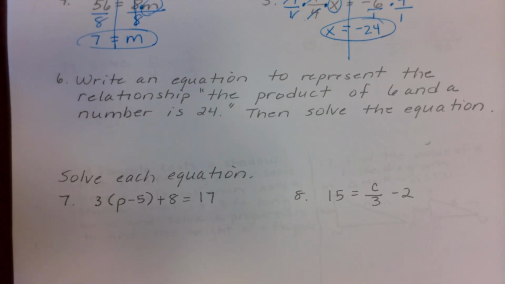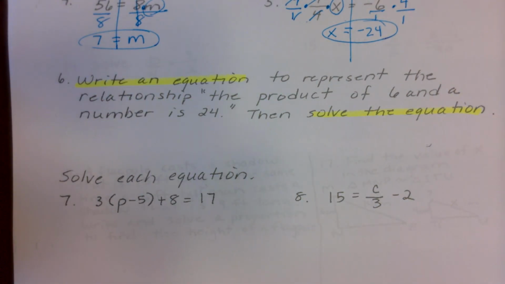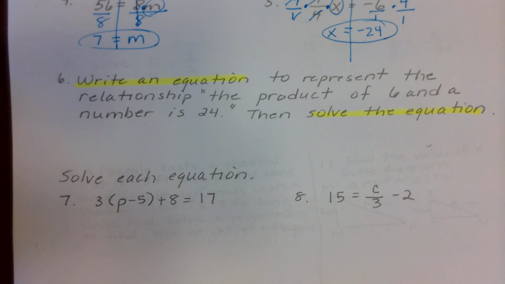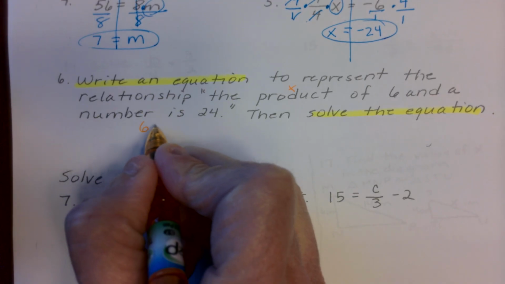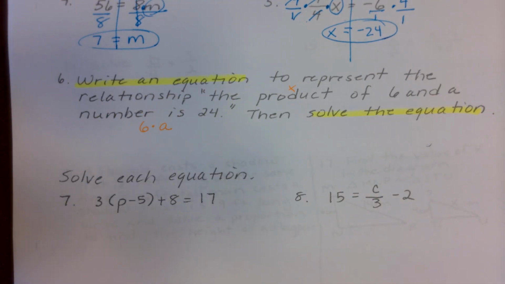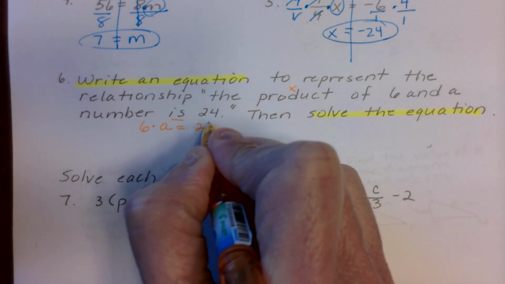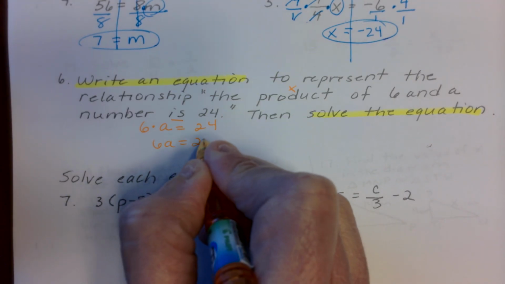Then we have another one of these. So we have to write an equation, and then we have to solve the equation. So let's read it. The product, you got to know what product means. Product is a multiplication of 6 and a. So 6 times a is equal to 24. Do you have to have that dot in there? No, you do not. 6a equals 24.